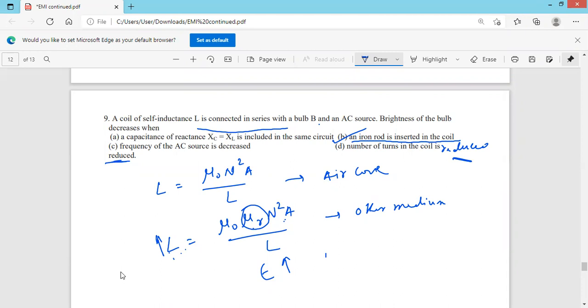But when the iron rod is inserted, we introduce another medium of relative permeability mu r. As a result, self-inductance of the coil increases. EMF induced in the coil increases because EMF induced is equal to minus L into di by dt. If L increases, EMF induced also increases. If EMF induced increases, the induced current also increases. Induced current is always opposite to the direction of main current. As a result, net current decreases and the brightness of the bulb decreases. Option B is the correct answer.